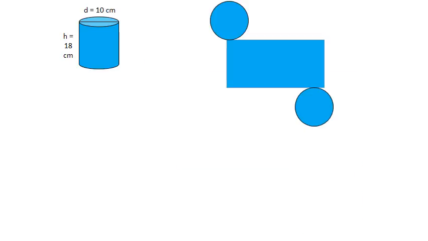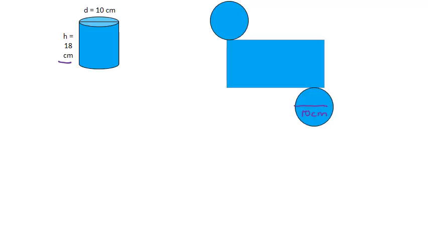Now let's use this net here, it's a little bit smaller, to figure out what these dimensions mean. The dimensions we have here, d equals 10 and h equals 18, what do they mean on our net? So this means that the diameter of our circle up here is 10 centimeters. So that means the diameter of each of my circles on here would also be 10 centimeters, because if you think of the top and the bottom of the cylinder, they are going to be exactly the same circles. This would have a diameter of 10 centimeters, and the same with this circle down here, 10 centimeters.